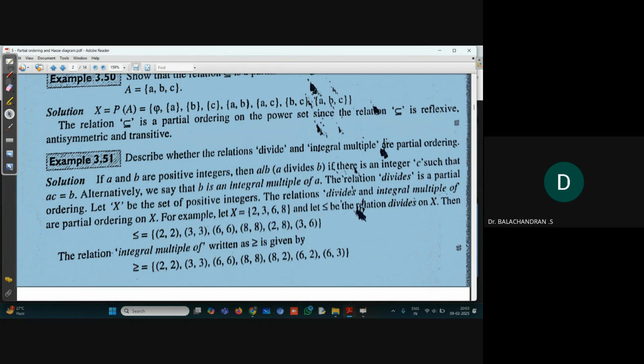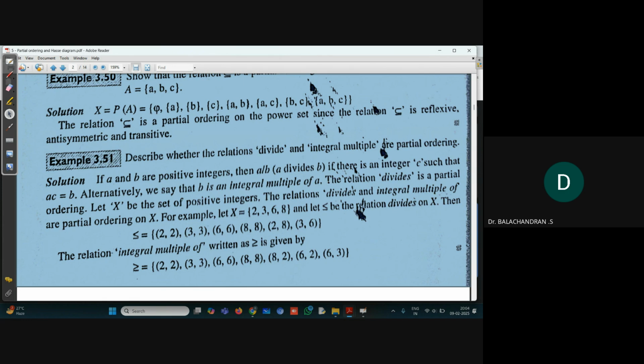You can say A divides B means B is an integral multiple of A. So that is the meaning. When A divides B means what? B is what? An integral multiple of A. So divides is a partial ordering. Similarly, integral multiple is also a partial ordering, because for any element A, A divides A implies A is an integral multiple of A.